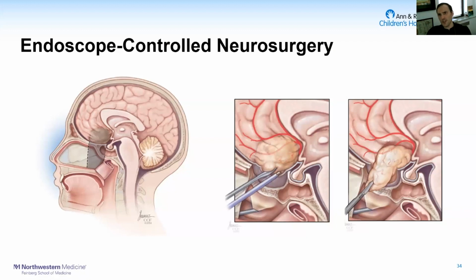Now, I'll very briefly mention endoscope controlled surgery because we don't do this as much in pediatrics. We do some of it, but this is more of an adult based kind of technique where tumors of the anterior skull base and especially the pituitary gland can be addressed transnasally using the endoscope as the primary visualization method. Nowadays, in modern neurosurgery, just about everybody uses an endoscope for pituitary tumors. Not everybody, but just about everybody, because there's a variety of advantages to doing so.